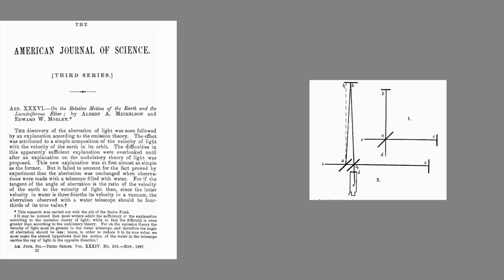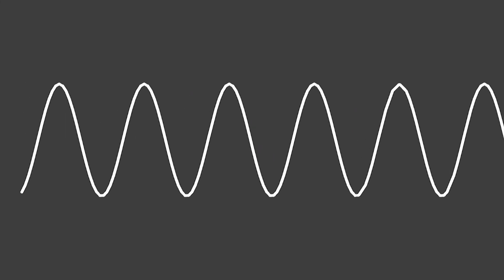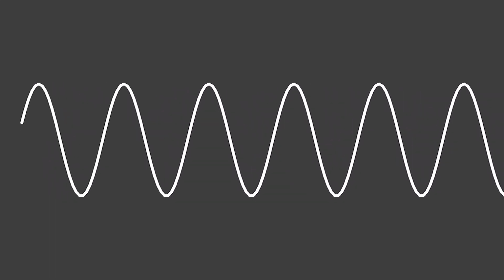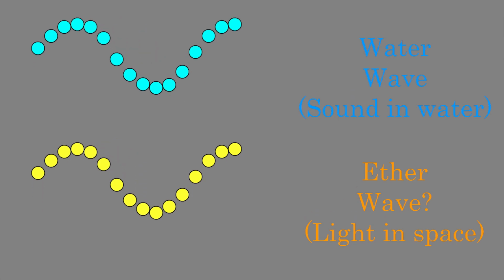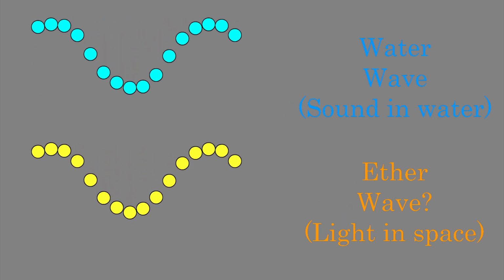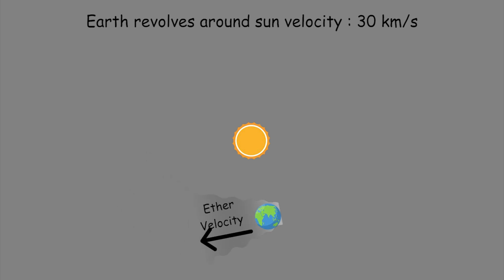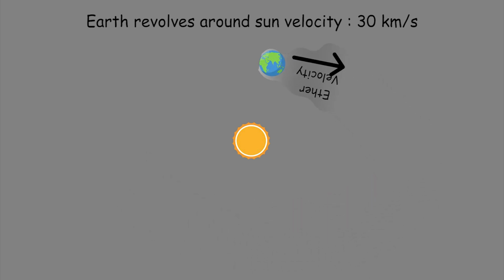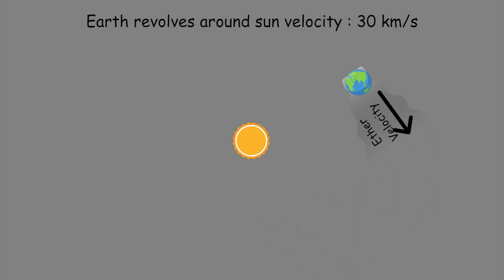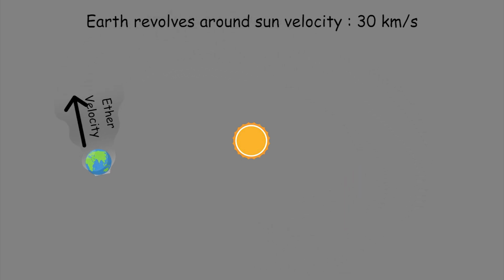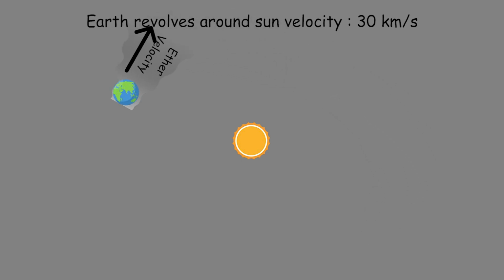Now let's delve into what this experiment was and how it revolutionized science. Physicists in the 19th century believed that light required a medium, ether, to propagate through space. Just like sound waves, it was assumed that light needed a medium to propagate. Therefore, Michelson and Morley believed that as the Earth moved through this ether, a difference in the speed of light should be observed. The Earth revolves around the Sun at about 30 kilometers per second. It was assumed that this speed created an ether wind that would affect the speed of light.